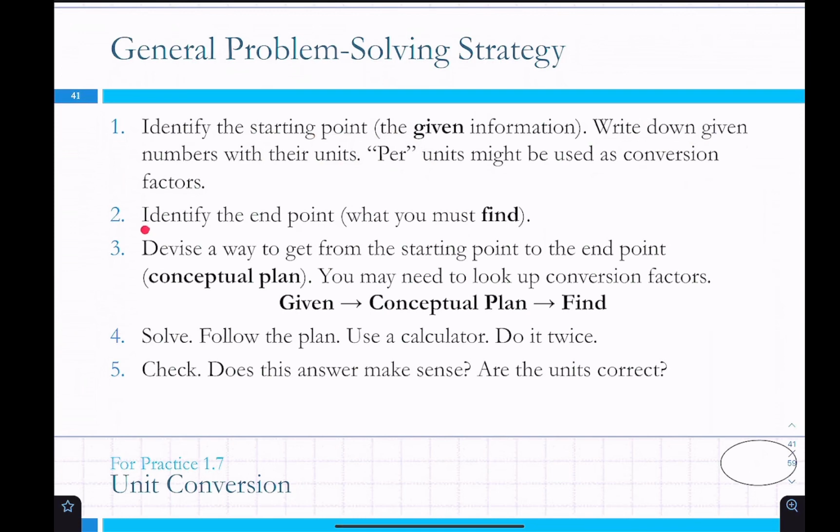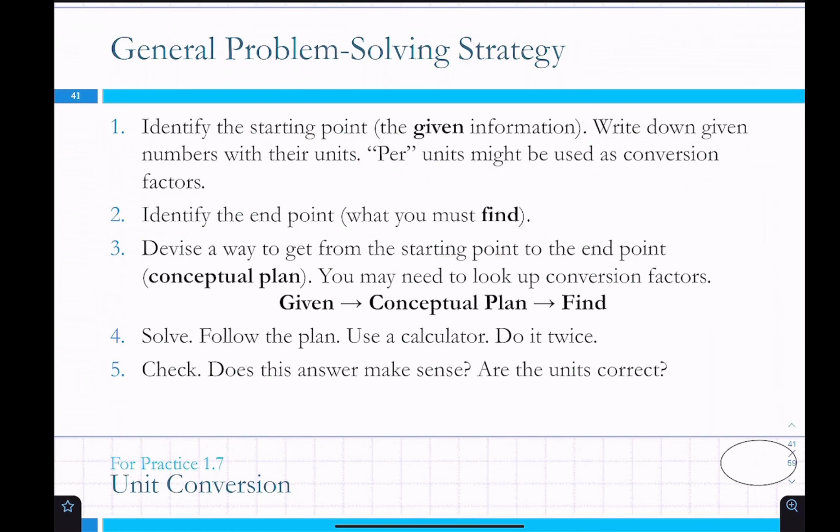And the next part is to identify the endpoint, which is what you have to find. And then probably the trickiest part is to devise a way to get from the starting point to the end point, or a conceptual plan. And you might have to look up conversion factors. On an exam, again, memorize the metric conversion factors, the prefix conversion factors.